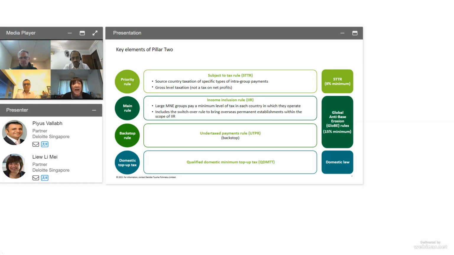The other rule is the undertaxed payment rule, which will act as a backstop to the IIR. And how it will operate is that it would deny a deduction or require an equivalent adjustment to be made to the extent that the low tax income is not subject to tax under an IIR. There is also a switchover rule, which is part of the income inclusion rule, and it treats a branch or a permanent establishment in the same manner as a corporation.